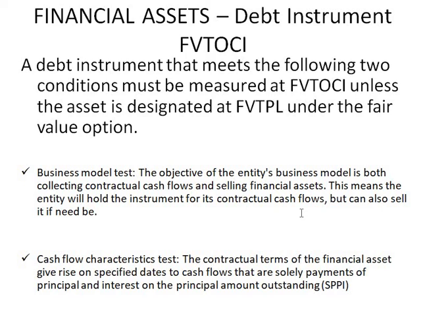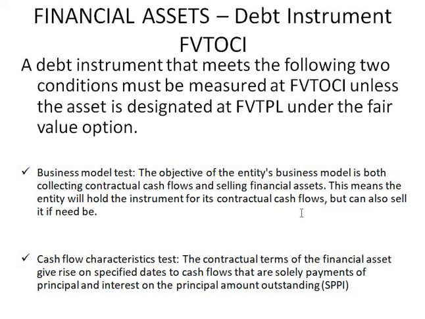Here we have the business model test as well, and also the cash flow characteristic test. Let's take note, they are not the same as with amortized cost. So let's look at why they aren't the same. The objective of the entity's business model is both collecting contractual cash flow and selling financial assets. This means the entity will hold the instrument for its contractual cash flow, but can also sell it if need be.